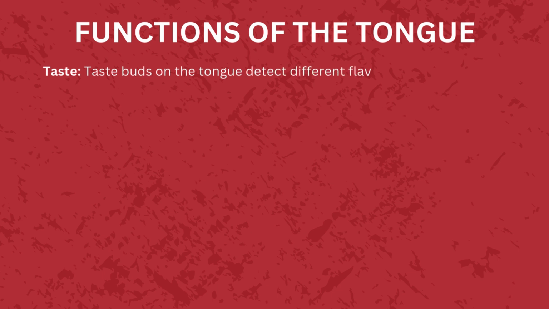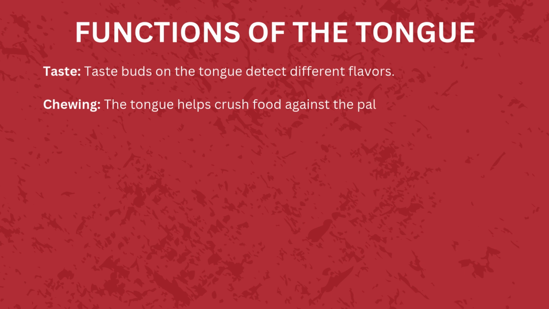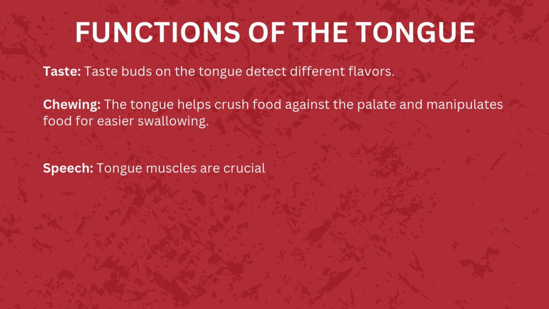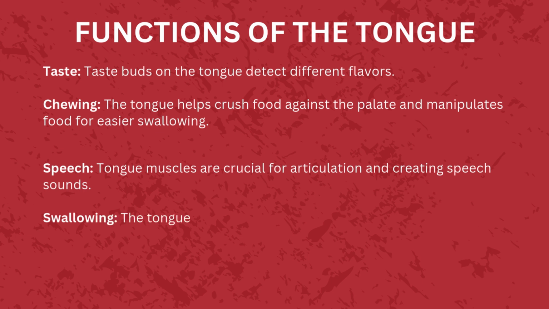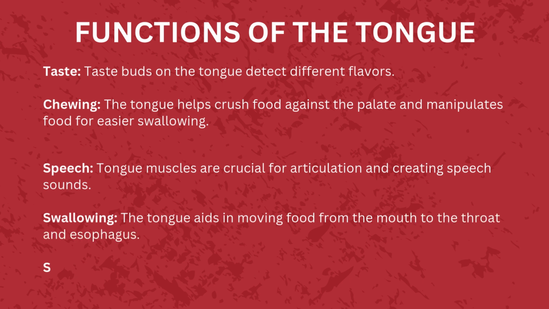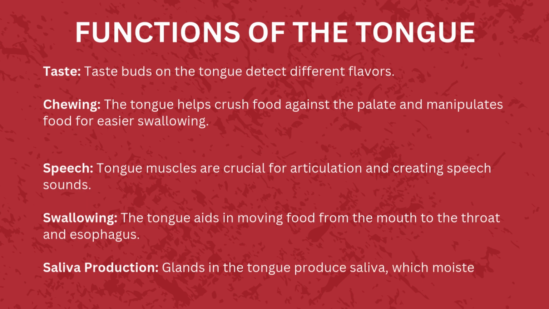Talking about the function, your tongue does a lot more than just tasting. It's covered in taste buds that let you enjoy different flavors. That's true. It also helps you chew by pushing food around in your mouth and softening it against the roof of your mouth. Amazingly, your tongue is essential for talking, shaping the sounds that come out of your mouth. It even plays a big part in swallowing, moving food to the back of your mouth. And these tiny glands in your tongue make saliva which moistens the food to make it easier to chew and digest. So your tongue is actually a busy little muscle.